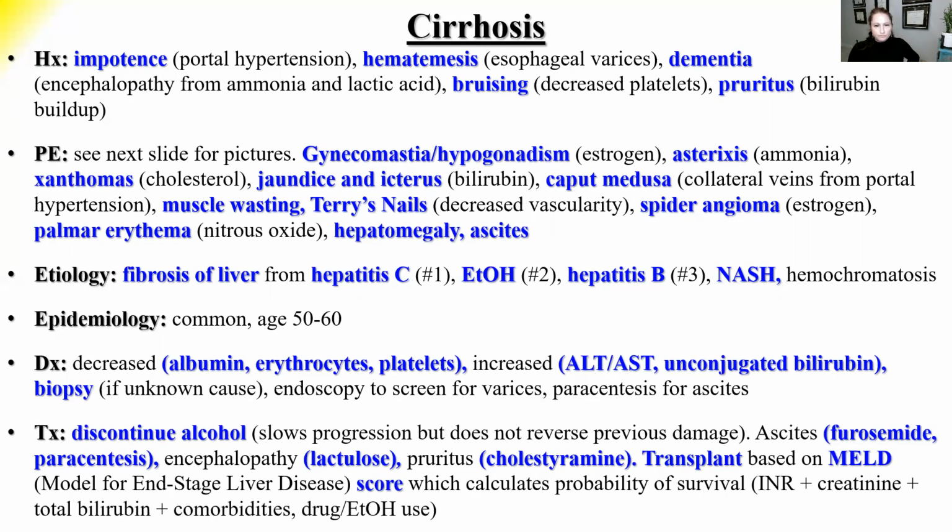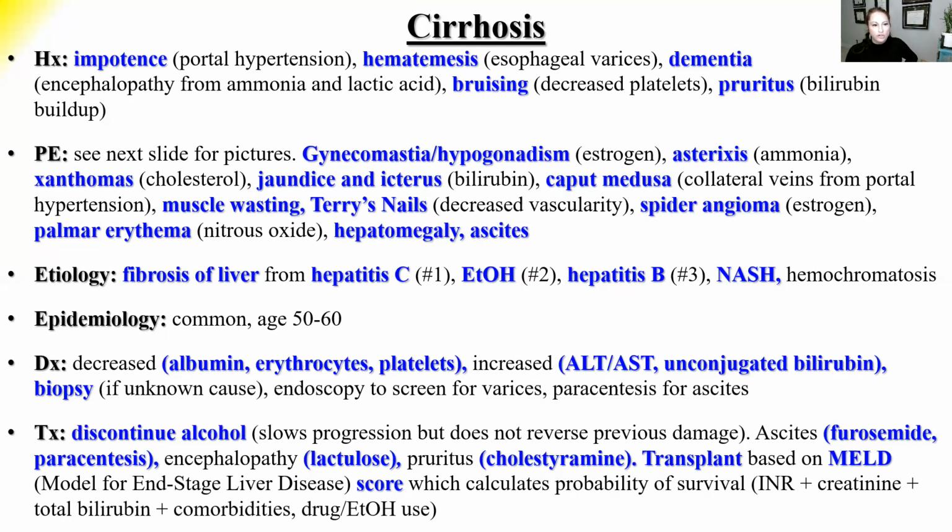Caput medusa. This is where they develop this collateral circulation in their gut. And so it looks like they have a jellyfish that is implanted underneath their skin. Medusa means jellyfish. So vessels that look like a jellyfish, kind of superficial in that area. Those are collateral veins that develop because of portal hypertension from the backup of fluid from the liver.